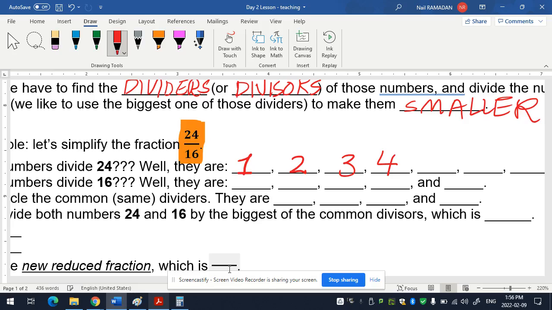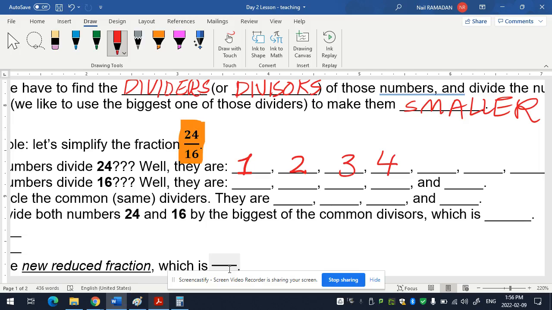Do you think that 5 works? Actually, it doesn't. Try it. Divide 24 by 5. Which means what? It gives you a decimal, not a whole number.